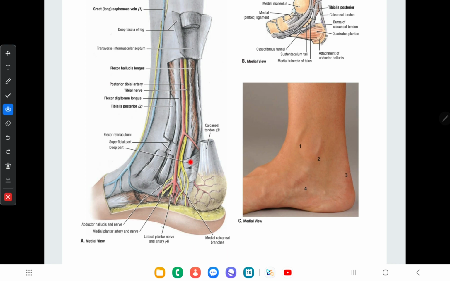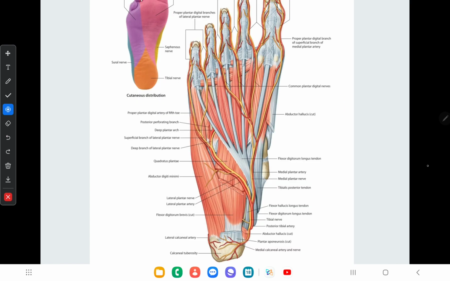Here you can see lateral plantar nerve. It divides into lateral plantar nerve and medial plantar nerve. Terminal branches of tibial nerve are lateral plantar nerve and medial plantar nerve. Then the tibial nerve, after dividing into medial and lateral plantar branches, enters into the sole of the foot. Here, this is the medial plantar nerve, this is the lateral plantar nerve.